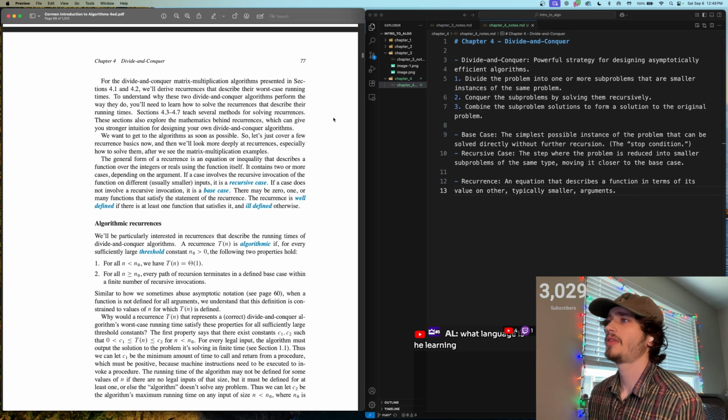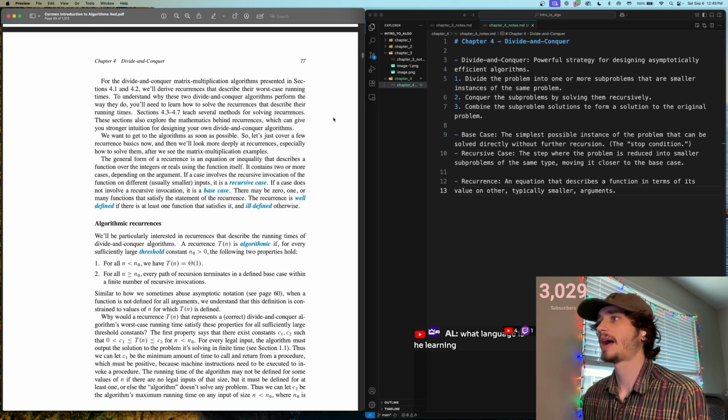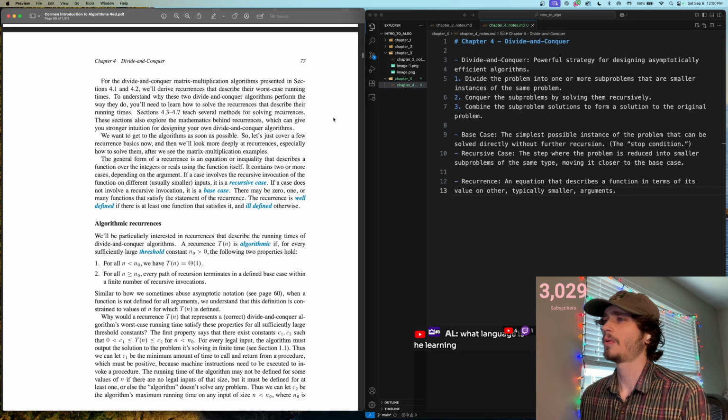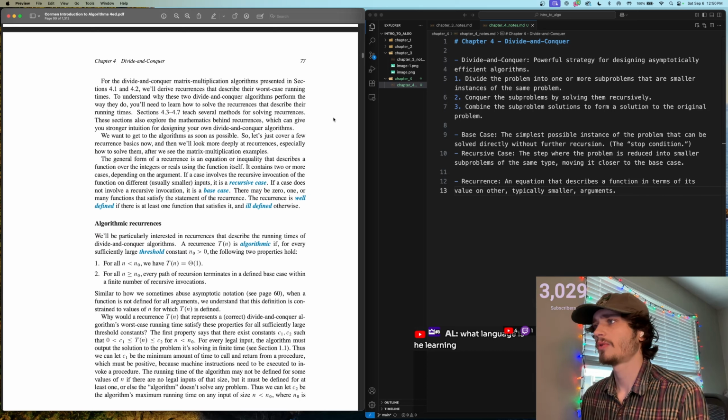To understand why these two divide and conquer algorithms perform the way they do, you'll need to learn how to solve the recurrences that describe their running times. Sections 4.3 through 4.7 teach several methods for solving recurrences. These sections also explore the mathematics behind recurrences, which can give you strong intuition for designing your own divide and conquer algorithms. We want to get to the algorithms as soon as possible. So let's just cover a few recurrence basics now, and then we'll look more deeply at recurrences, especially how to solve them, after we see the matrix multiplication examples.